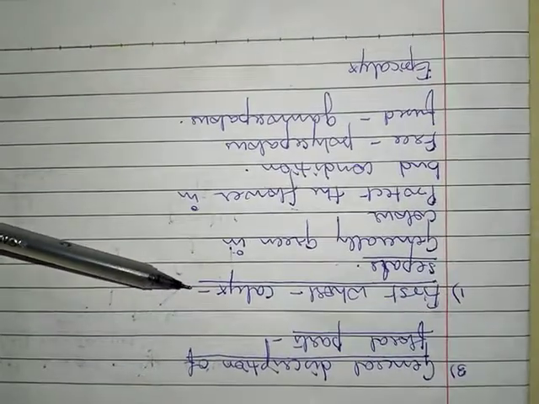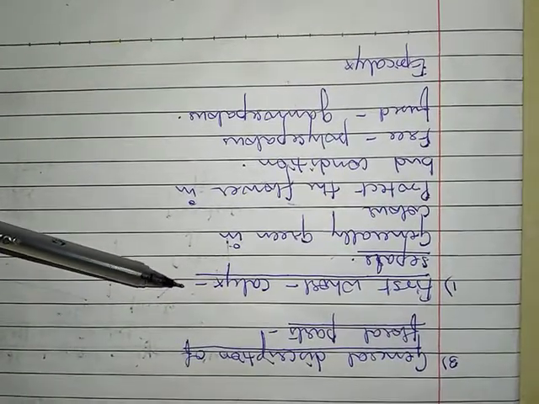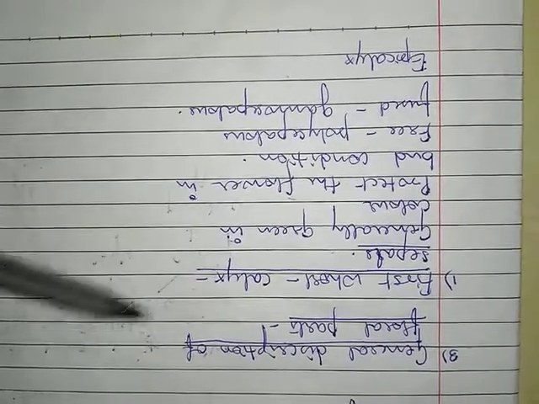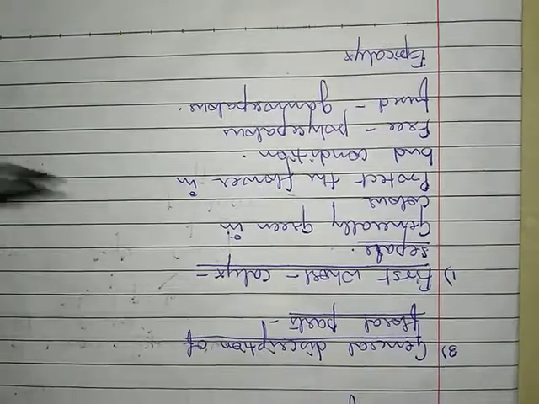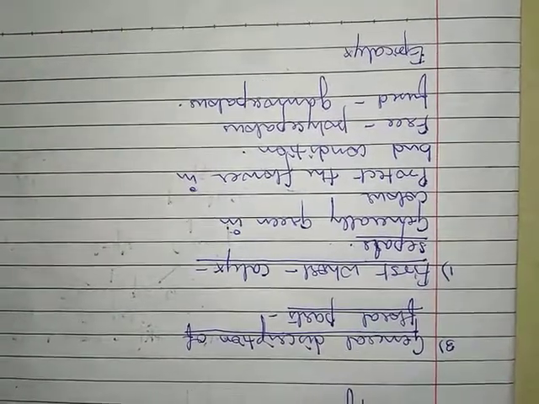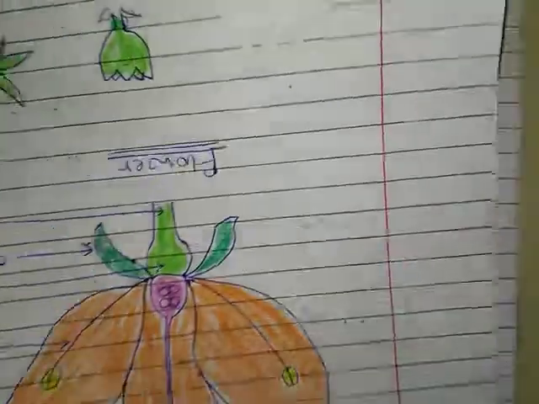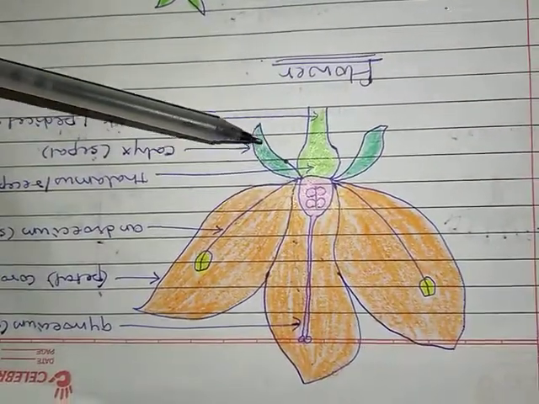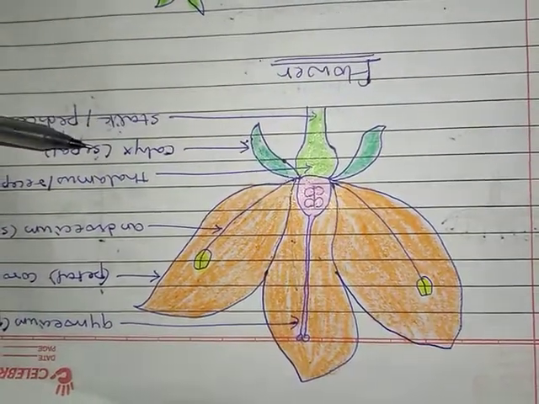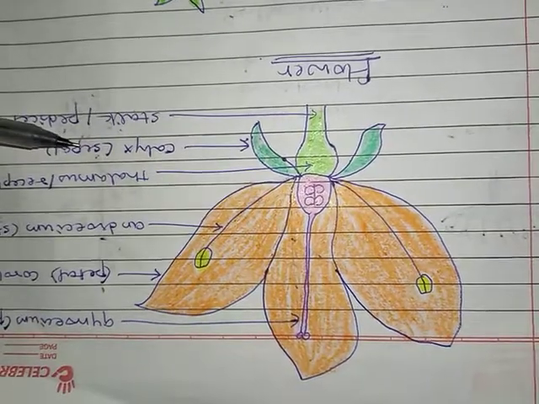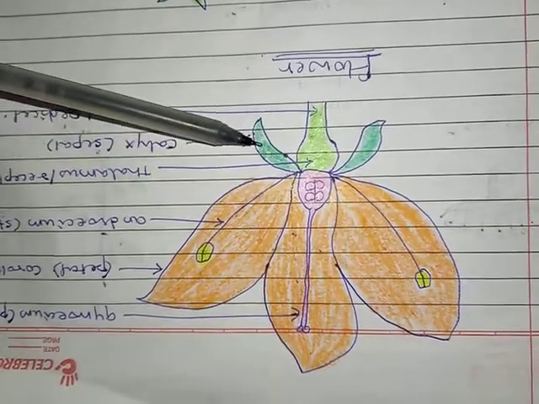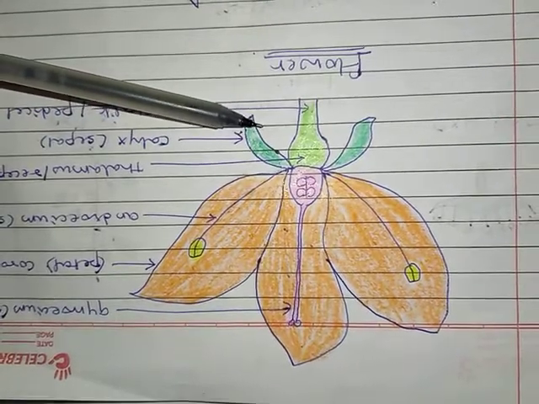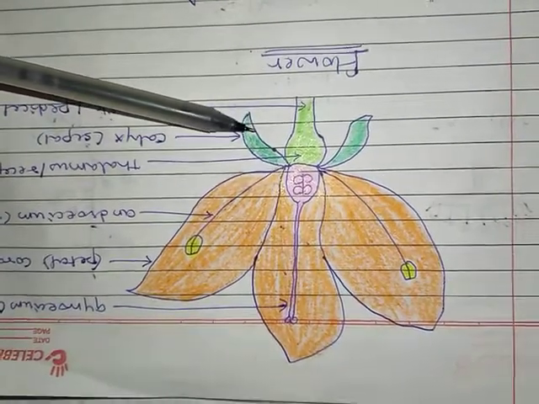To start with, the outermost or the first whorl of the flower is called the calyx. We are going to study the details of the calyx with the help of the diagram of the flower. So here we have the calyx. Each member of the calyx is called a sepal, right? The number of sepals differs from one plant to another, but generally it is 5 in number.